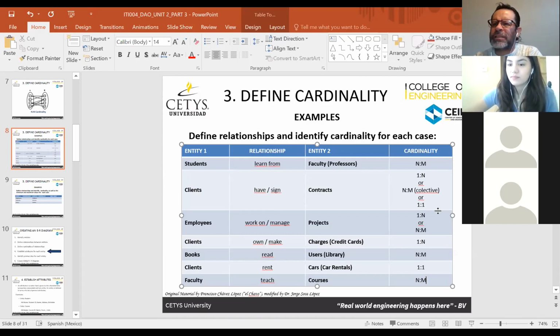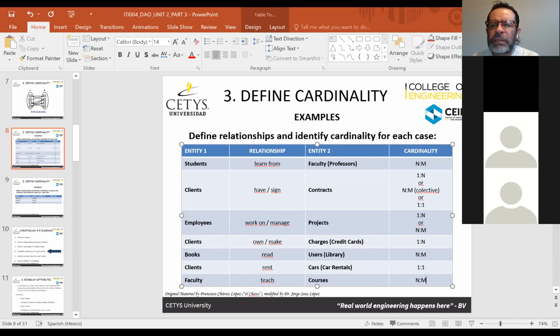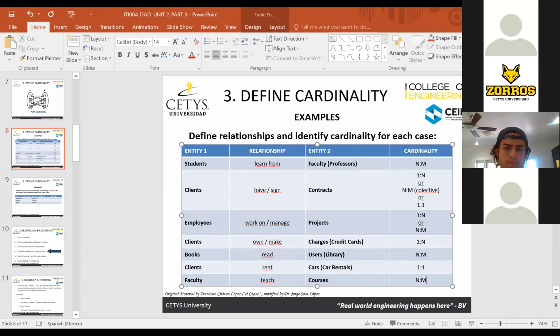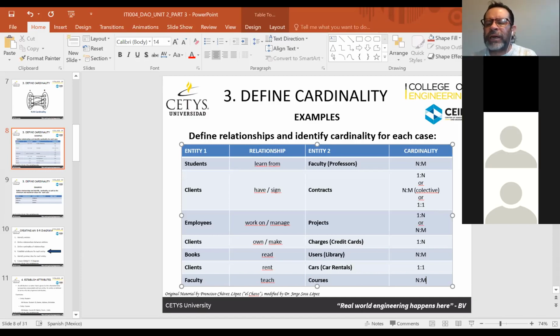Okay, questions with this? Professor, yes, go ahead. I didn't get the difference between 1 to M and M to M, the class and course. I'm assuming it's Carmina, right? Just remember to either raise your hand or preferably turn on your camera, or else I don't know who's participating.